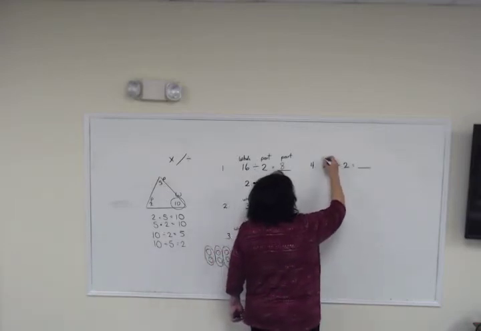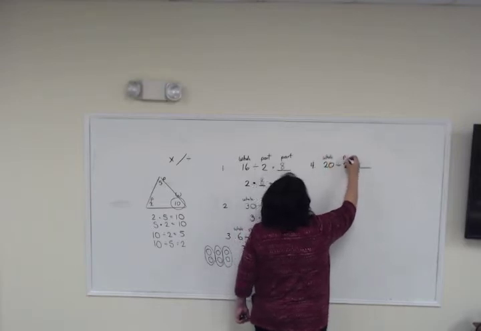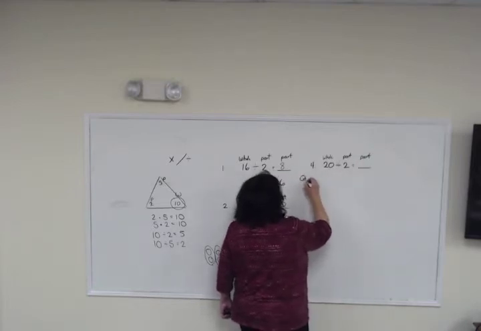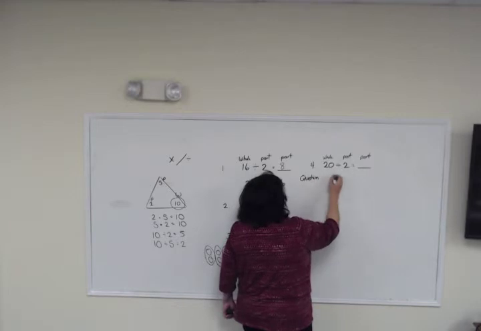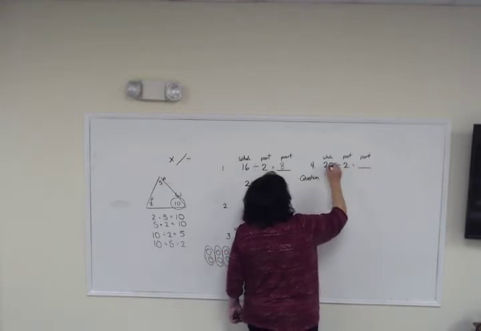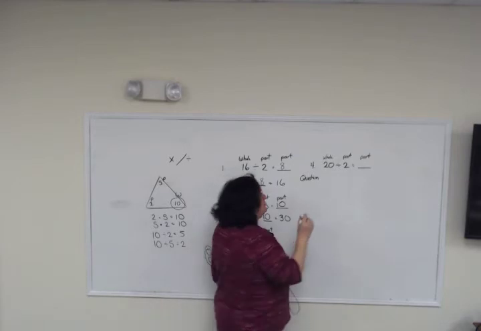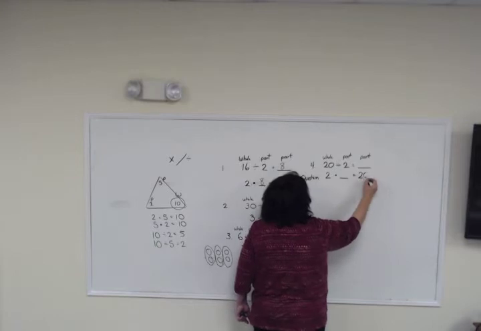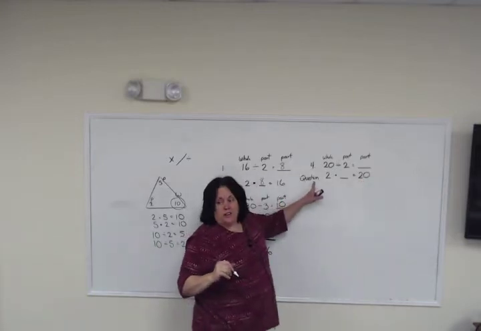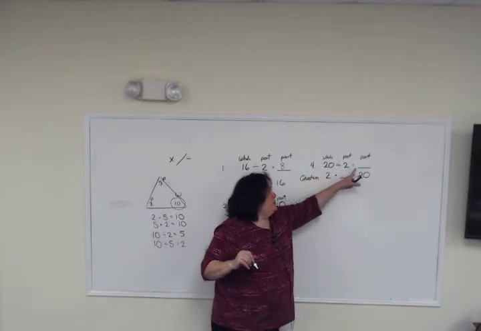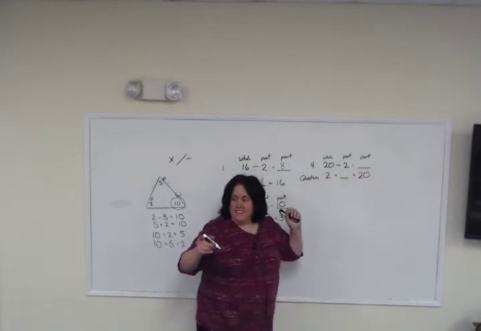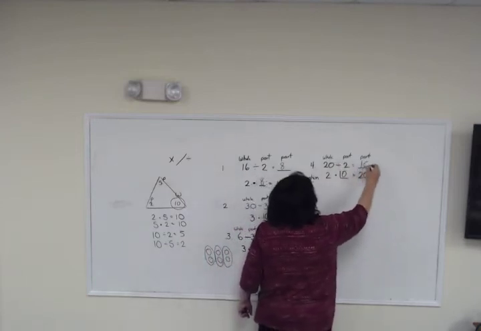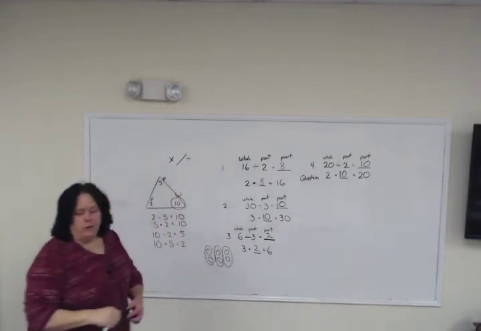I would say, this is the whole, this is one part, and this is the other part. So now, the question I'm going to say is, this part times this part equals this whole, right? So I'm going to write 1 part times the other part equals the whole. That's the question I'm going to ask myself. 2 times what equals 20? 10. And 2 times 10 equals 20, so 20 divided by 2 is 10. Everyone try number 5.